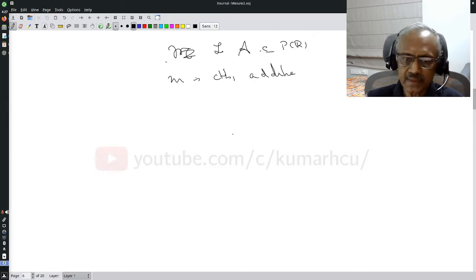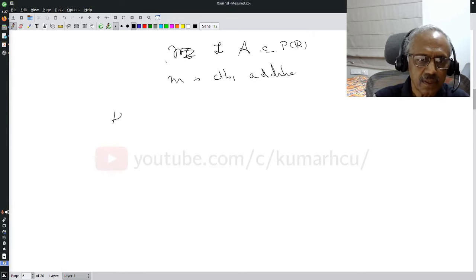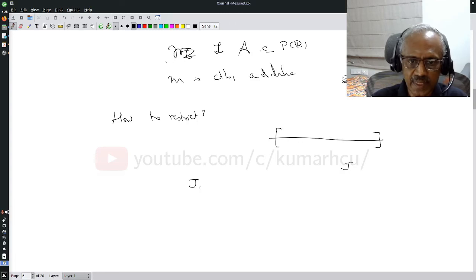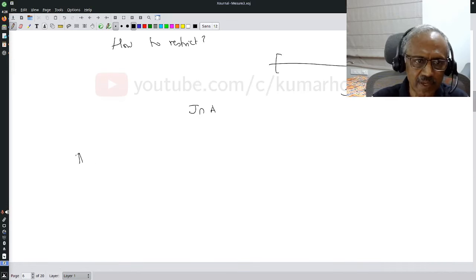There is again the geometry. I'll just quickly explain. As I said, try to get the ideas. The idea is, how to restrict? If I have some interval J, I am thinking of it as closed and bounded, but don't worry about that. Now suppose A is a subset of R. Then I can think of J intersection A. I will think of A as just an interval, but it will be easier to think of R^k.